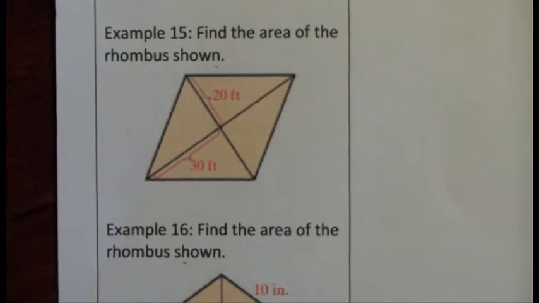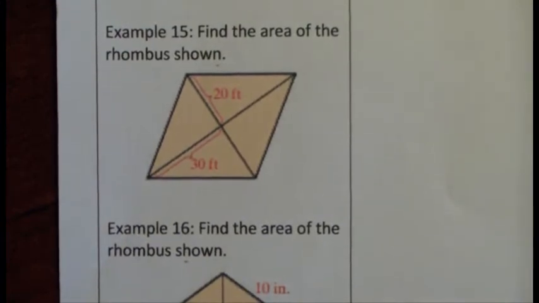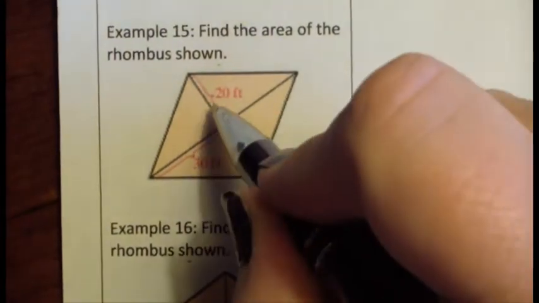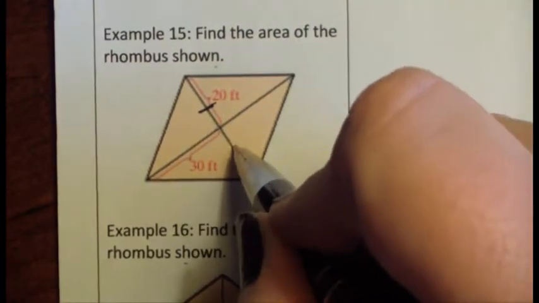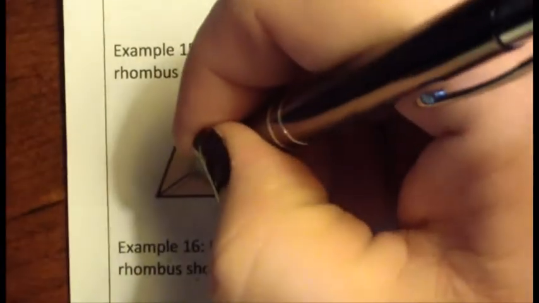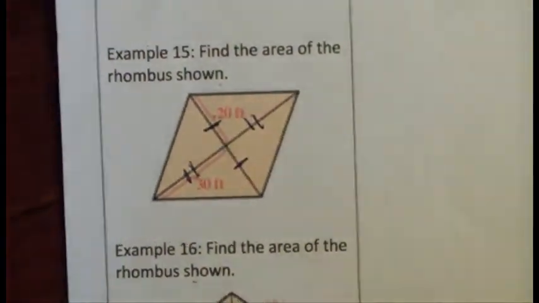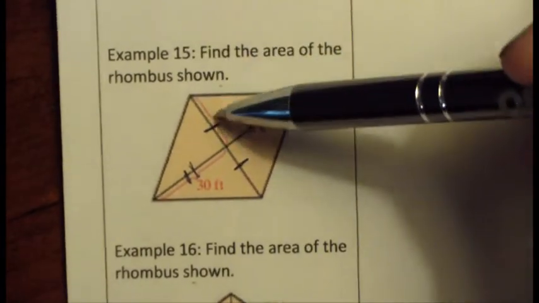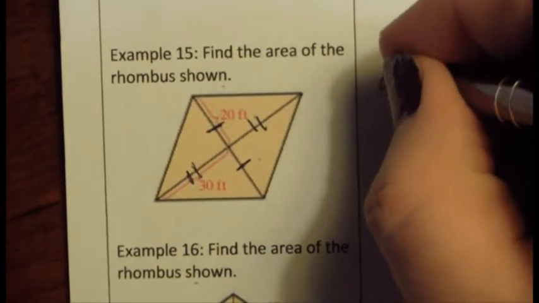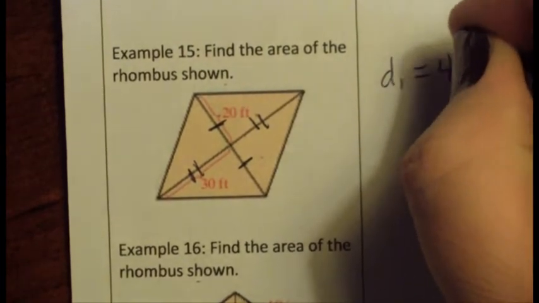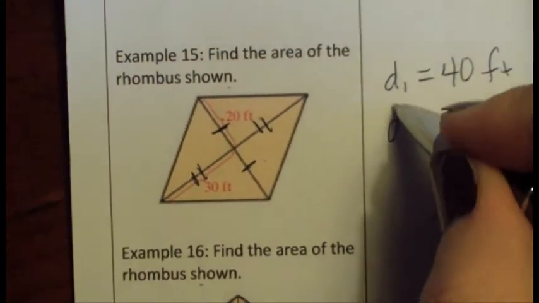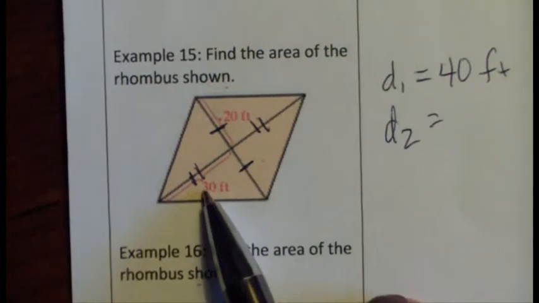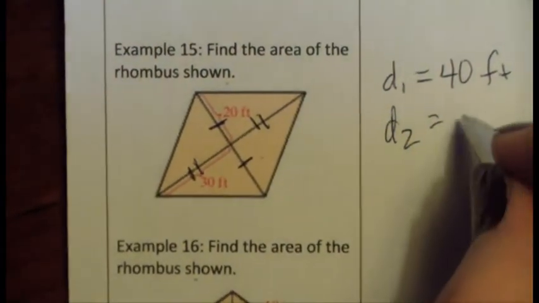But anyways, one property of rhombuses that's very important to remember when solving these is that your diagonals bisect each other. So those are the same, and these are the same, which means diagonal 1, both sides are 20 feet, so 20 plus 20 is 40. And for the other diagonal, we got 30 plus 30, which is 60.